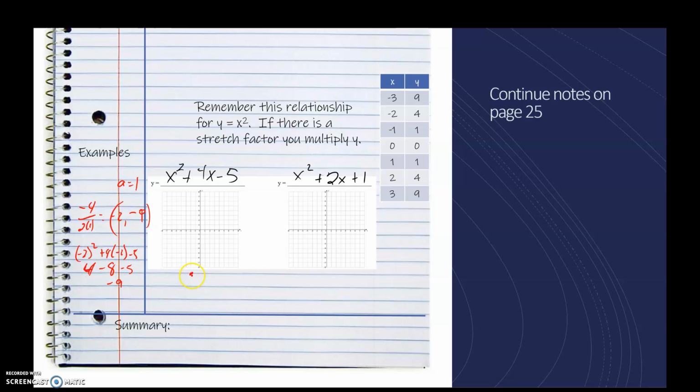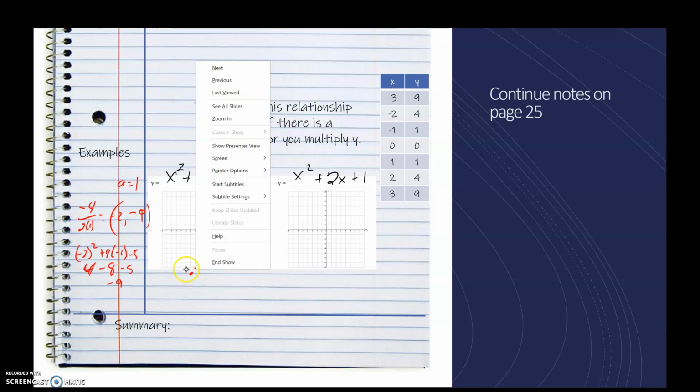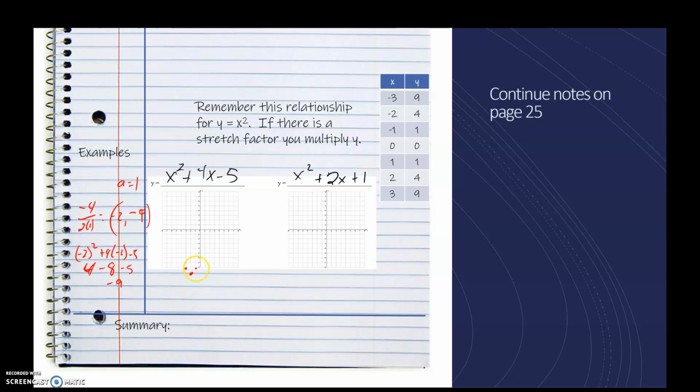Since my a was 1, I'm going to go to the right one, up 1. Left one, up 1. Do not know why it keeps erasing. And then to get the next one, when I go right 2, I go up 4. And it's a mirror image on the other side. And there goes my graph. Do the best you can to connect the dots with little curves. It's not easy.